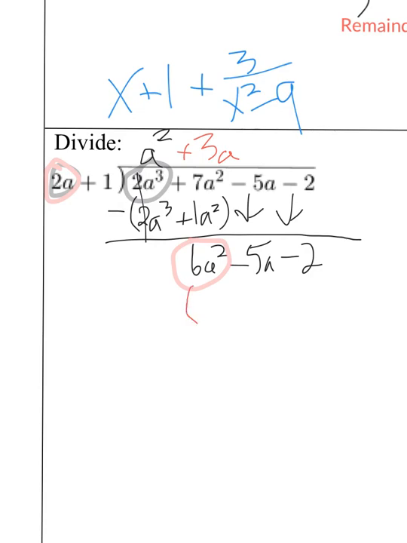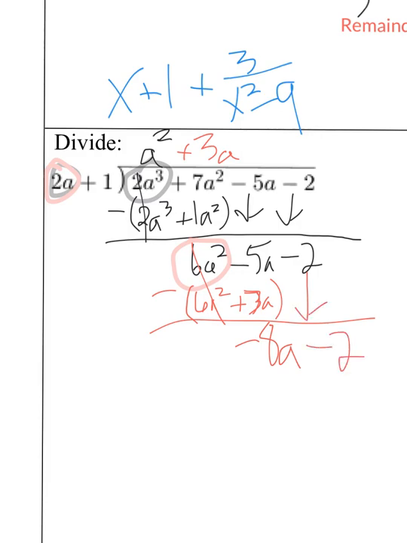So I'm going to multiply each term by 3a. So 2a times 3a is 6a squared. And 1 times 3a is 3a. So plus 3a. That's a 3. Alright, subtract these out. Use parentheses. So you have negative 5 minus 3a, which would be negative 8a. And then the minus 2 carries on down.